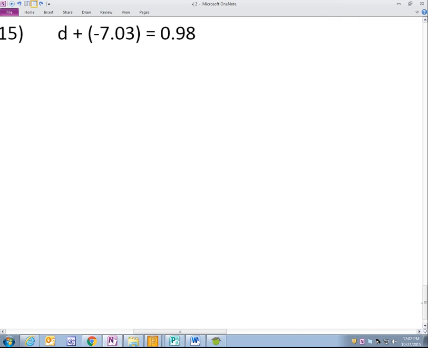Yes, okay, beautiful. The variable is being added by something. So I have to subtract that something.